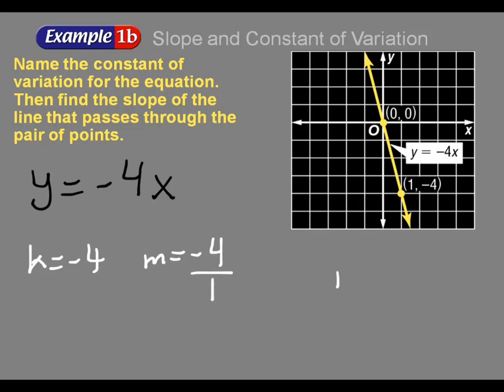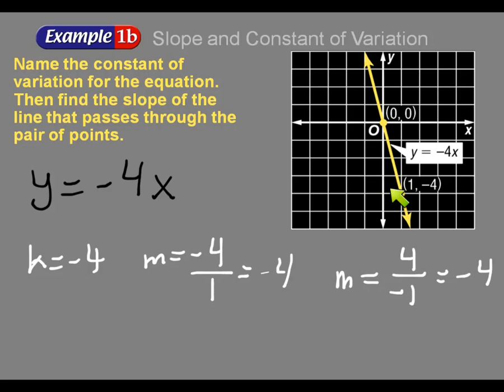Now, let me ask another question. Is that the same as this? Yes. Is negative 4 divided by 1 the same answer as 4 divided by negative 1? Well, think if you simplified these. If you took negative 4 divided by 1, you would get negative 4. Yeah, it's the same. Right? If you took 4 divided by negative 1, you would get negative 4. So this is the same.